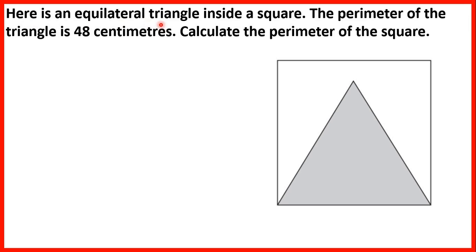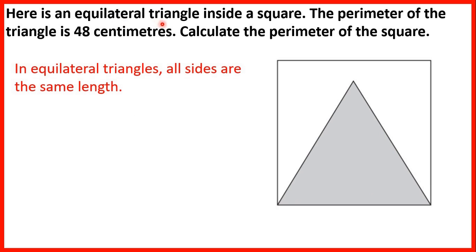Here is an equilateral triangle inside a square. The perimeter of the triangle is 48 centimeters. Calculate the perimeter of the square. So the perimeter is the distance around the outside. So the perimeter of the triangle is 48, and we're told that it's an equilateral triangle. And that's important because in equilateral triangles, all sides are the same length.